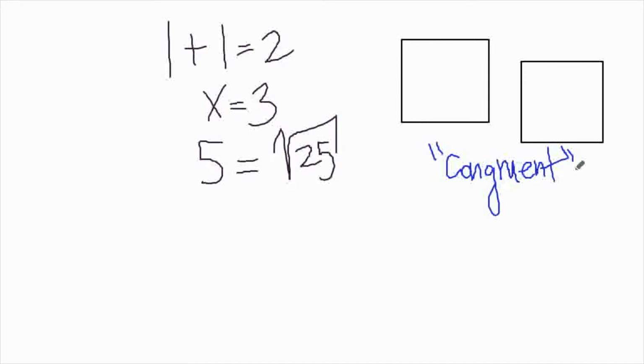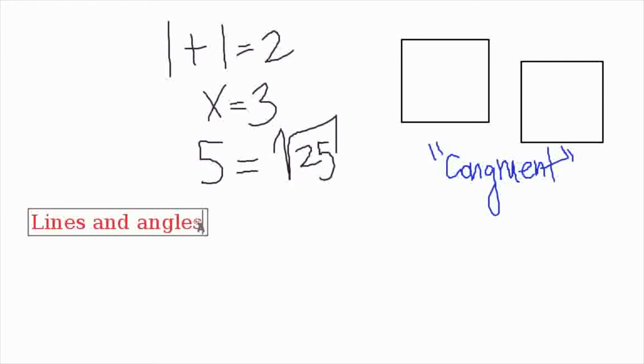Now we have to specify what properties have to be true for things to be congruent, and we're going to have to specify for each different shape that we use what it means to be congruent. So far we've talked about lines and angles. Let's start with those.